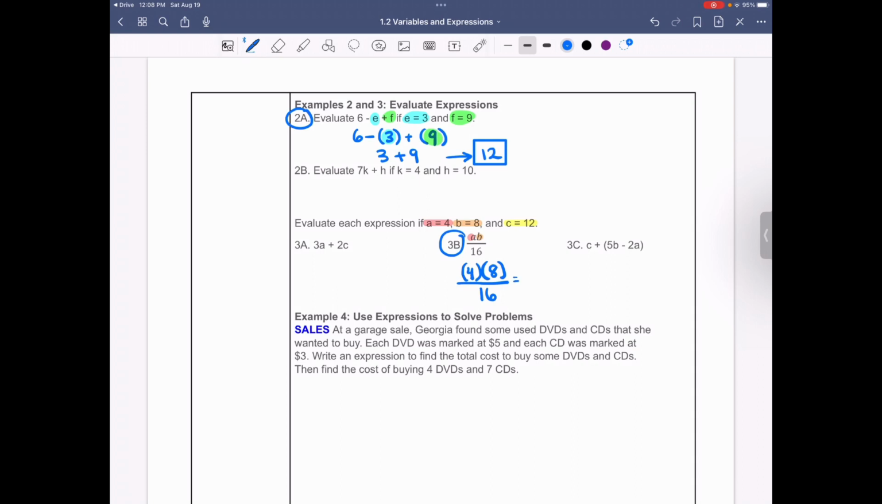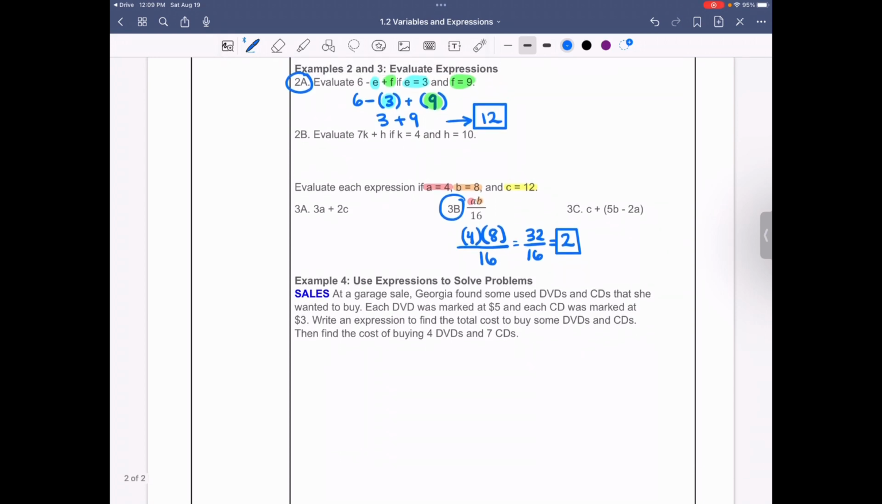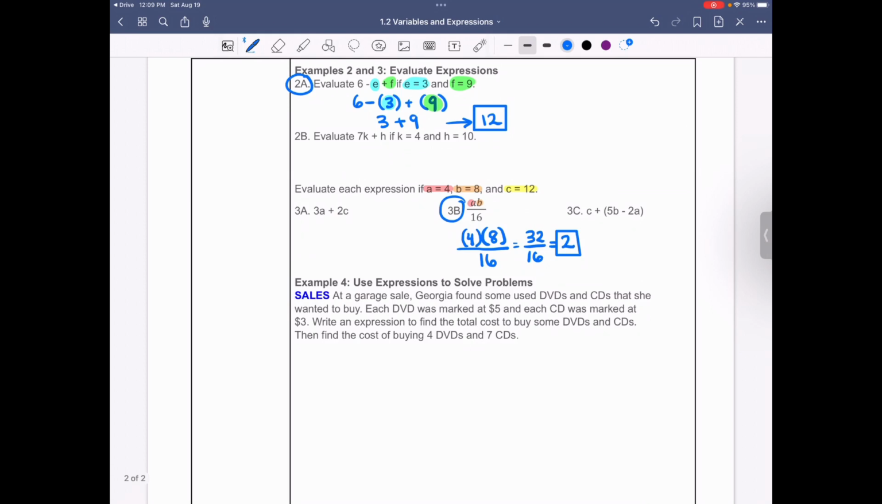I'm doing that first because it is multiplication and it is on top of the fraction bar. So I have to do that grouping first. The fraction bar groups the 4 and 8 together. So 32 over 16. Remember, a fraction also means divide, so that equals 2. And I'm going to box my answer. And here I will pause so that we can do 2B, 3A, and 3C as a class.